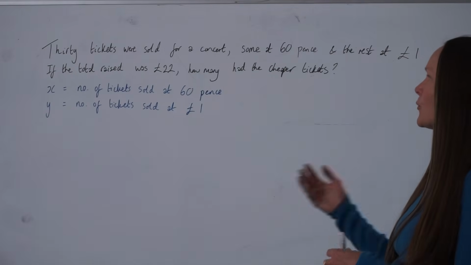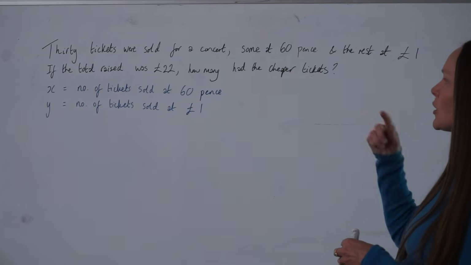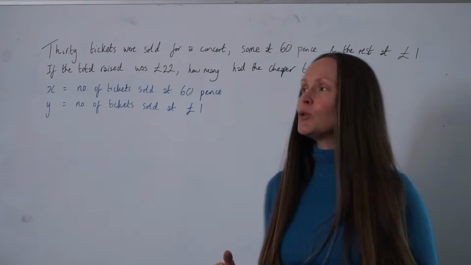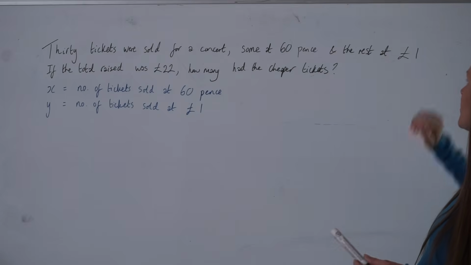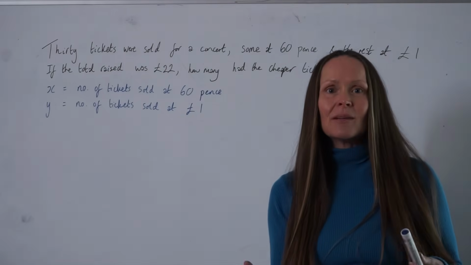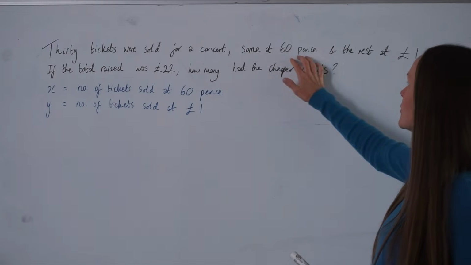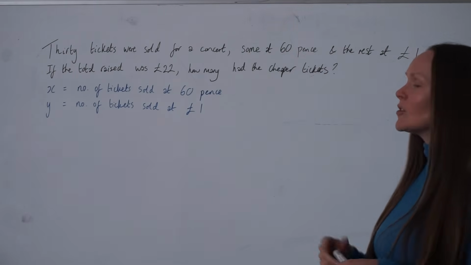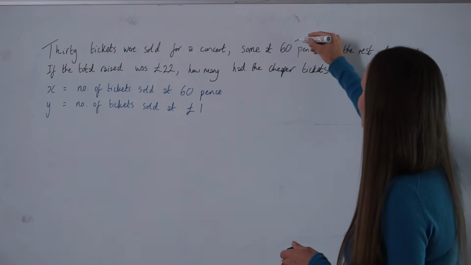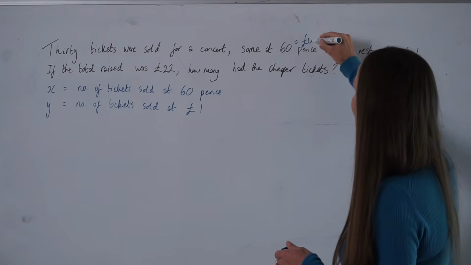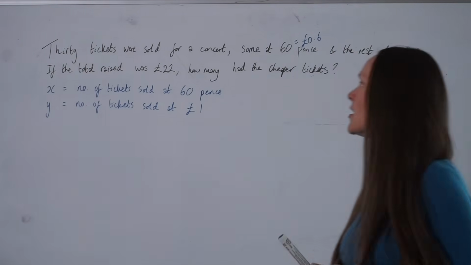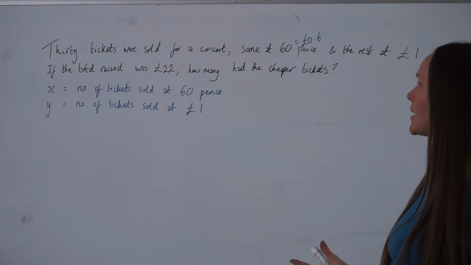Now, before we start forming any equations, let me just take you back to the question here. We have the total raised as £22. Here we have a ticket being sold at £1, but here we have a ticket being sold at 60 pence. Just make sure this is also written in pounds. So to change pence into pounds, we have to divide by 100. So 60 divided by 100 is 0.6. So this is the same as 0.6 pounds, okay? So now we're ready to form our equations.